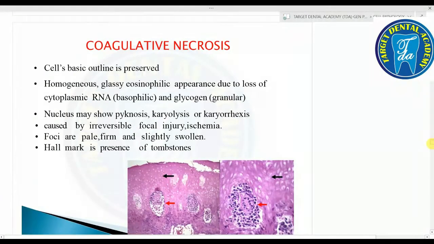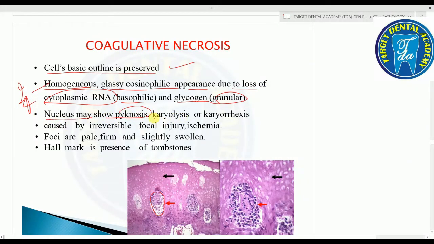Starting with coagulative necrosis, in this the cell's basic outline is preserved. There is a homogeneous glassy eosinophilic appearance due to the loss of cytoplasmic RNA, which is basophilic, and the glycogen, which is granular. Important point: the nucleus may show pyknosis, karyolysis and karyorrhexis. It is caused by irreversible focal injury or due to ischemia. The foci are pale, firm and slightly swollen. The hallmark is the tombstone appearance, important for your MCQ.